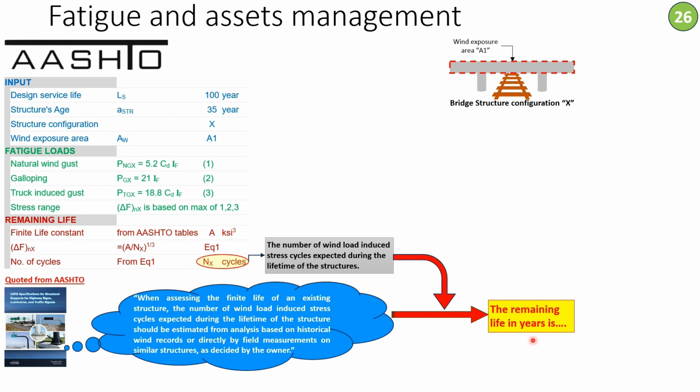You cannot go any further from the historical wind records. You should be able to understand how many cycles will occur over how many years. Comparing that to the number of cycles estimated by H2 gives you the remaining useful life of the structure.